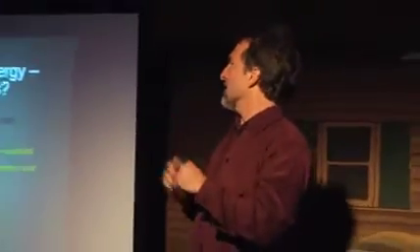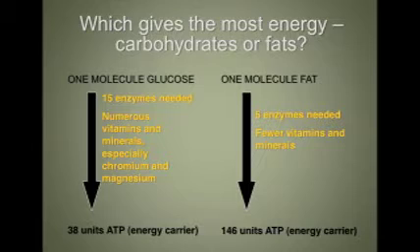And they do a whole bunch of different things in the body as well. Okay, so what gives the most energy? Carbohydrates or fat? A molecule of glucose needs about 15 enzymes, a lot of vitamins and minerals, especially chromium and magnesium, and you get 32 units of energy. One molecule of fat needs 5 enzymes, a lot fewer vitamins and minerals, and you get 146 units of energy.